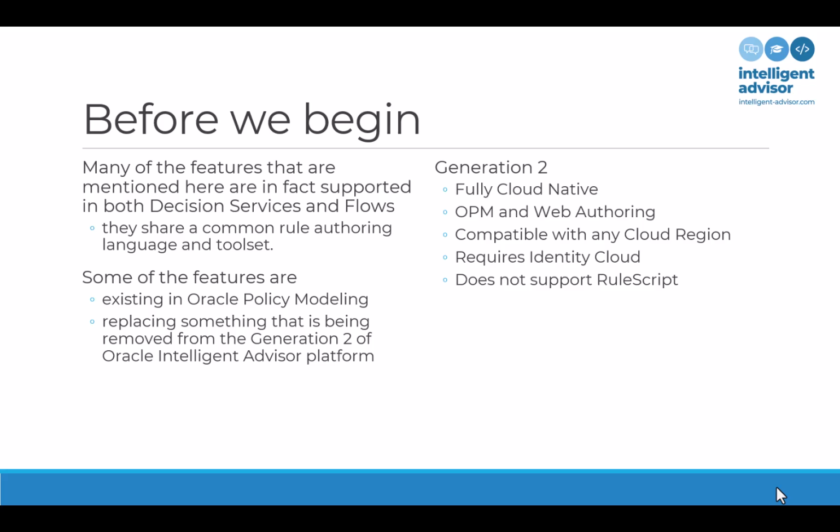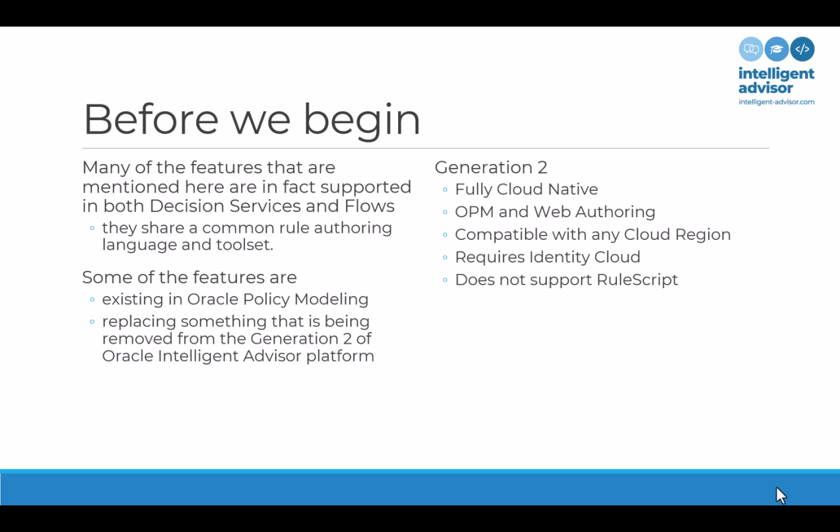It requires that you use Oracle Identity Cloud to manage authorizations as to who can use your Oracle Intelligent Advisor Hub. You may know that this is an option in Gen 1. You can decide to connect Oracle Intelligent Advisor to Identity Cloud. In Generation 2, it's not an option. It has to be that way.